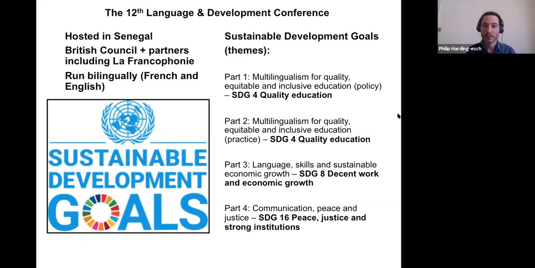And those 3 SDGs form the structure of the book itself, which has actually got 4 parts to it, because we've split the education chapters into policy focus and practice focus. So we have 4 parts looking at education, economic growth, and peace, justice, and strong institutions. So what I'm going to do now is look through these 4 sections and talk about some of the chapters in groups and identify some of the interesting points and the key points that emerge from them.